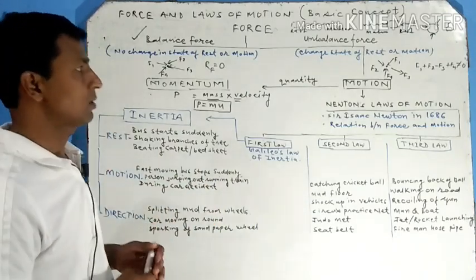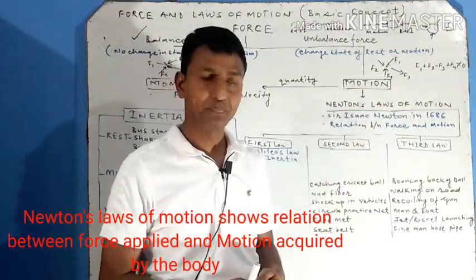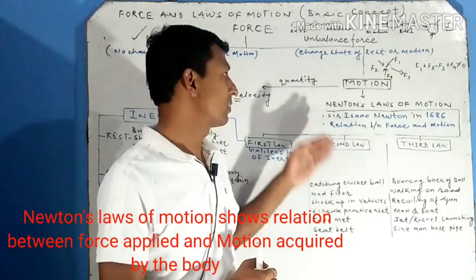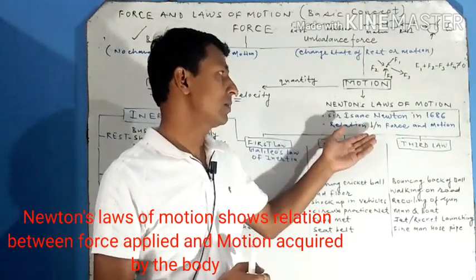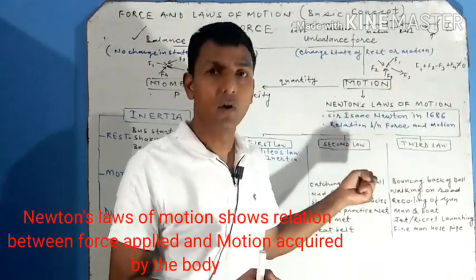Okay, let's come to the point, friends. Newton's laws of motion. In 1686, Sir Isaac Newton produced these laws. This shows the relation between the force applied and the motion acquired by an object.